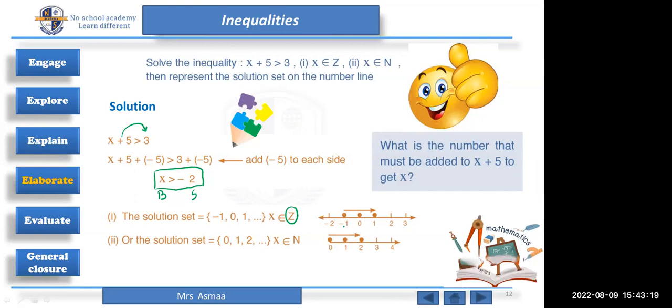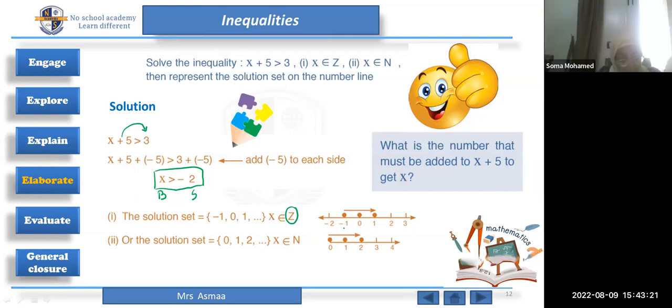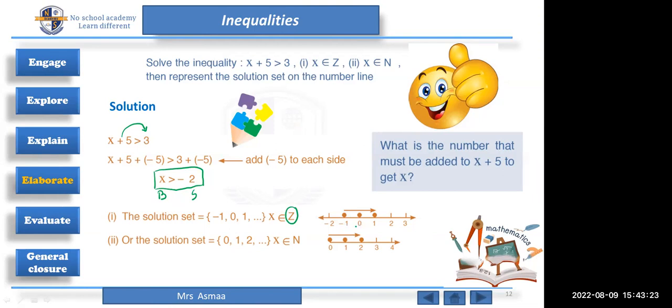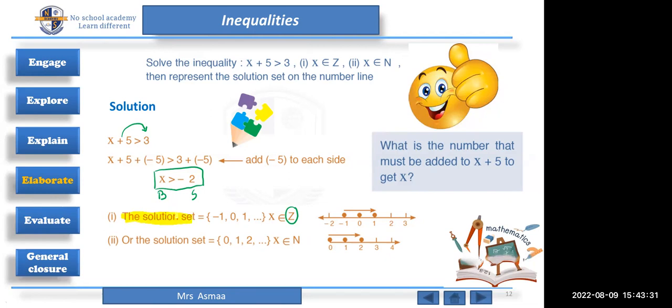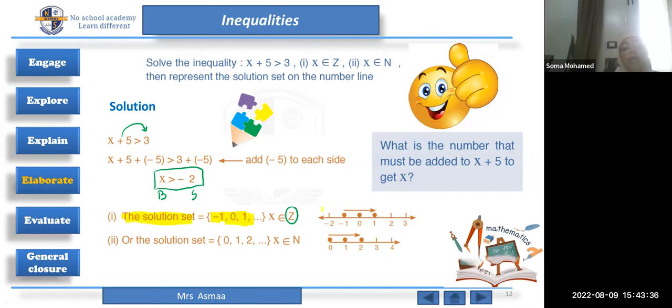-1. Yes, which number is it? Yes, -1, 0, 1, 2, 3, and so on. Okay, so the solution set in Z is -1, 0, 1, 2, and so on. And if you want to represent it on the number line, I will draw the number line and draw the arrow which represents the solution set. Okay. Clear till now? Yes.